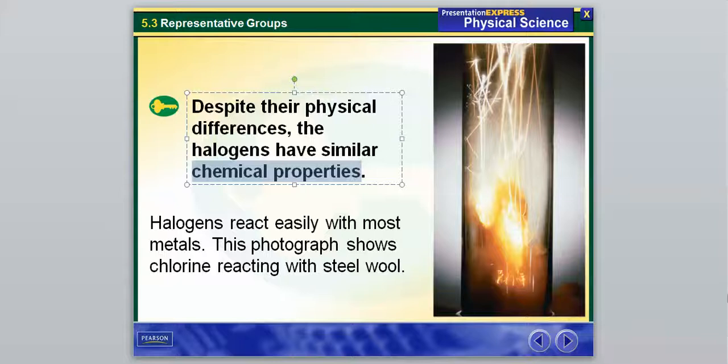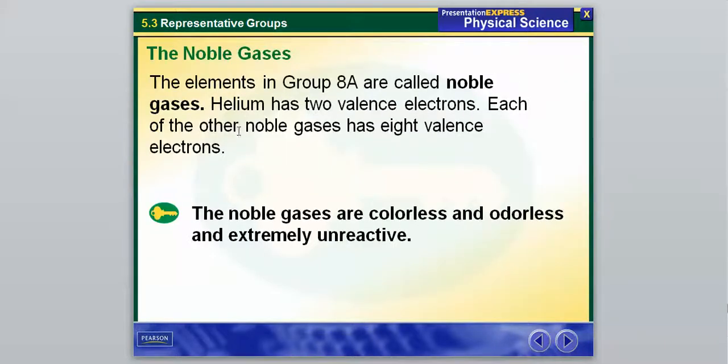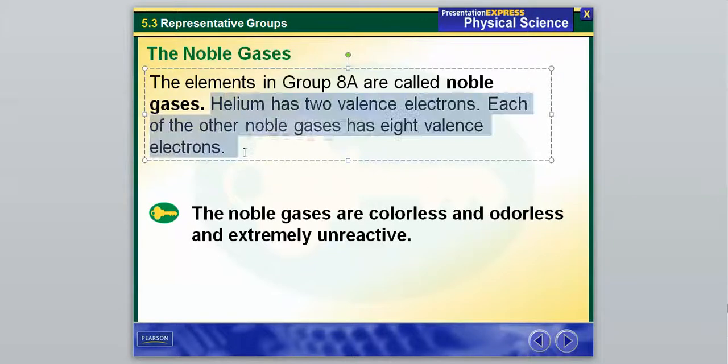So that is the halogens, and now our last one, the group known as the noble gases. They are found in group 8A, and this is all the way over to the far right. So helium has 2 valence electrons, and each of the other noble gases is going to have 8 valence electrons. So I would make sure you wrote this down. This is going to be a big key here. And we can't say that all the elements in group 8A have 8 valence electrons. Helium is the one exception.